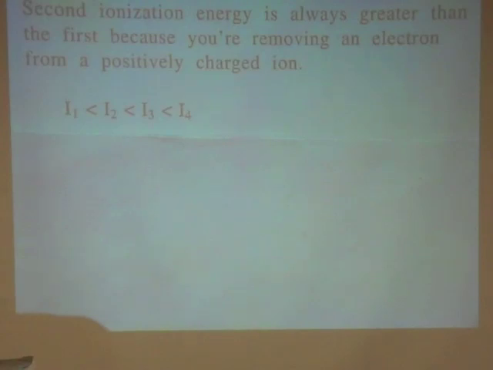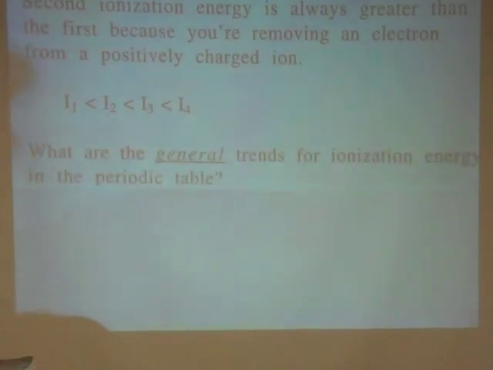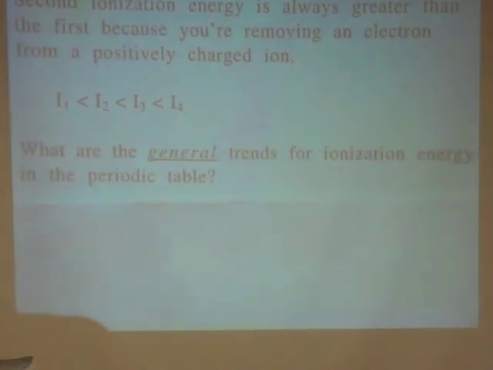So every electron that you take gets progressively more difficult to remove and takes progressively more energy to remove. Okay, so what are the trends that we see? What are the general trends for ionization energy in the periodic table?